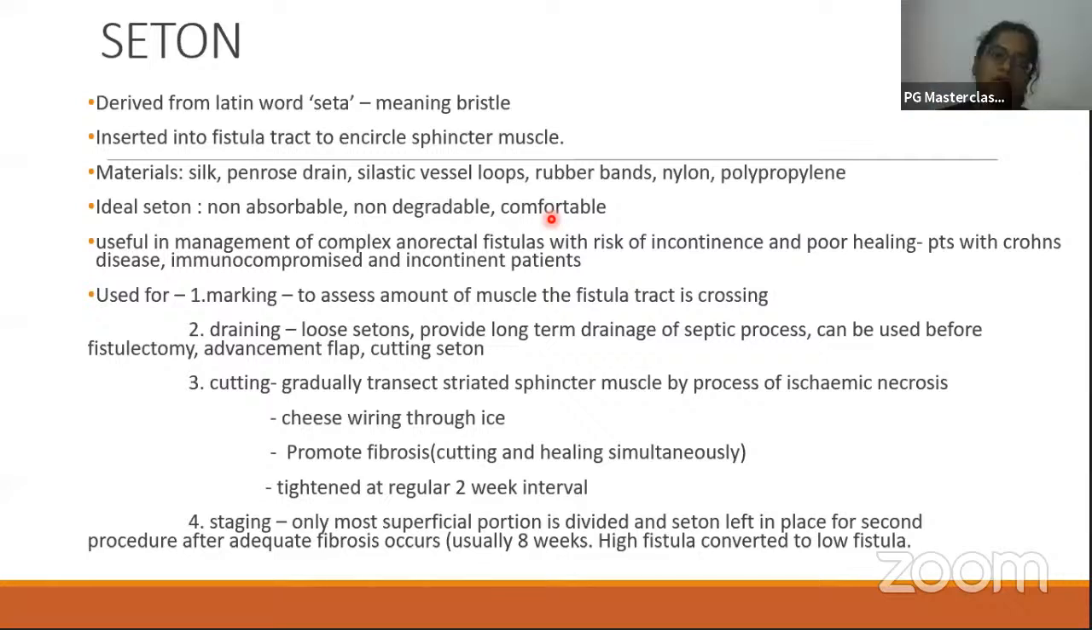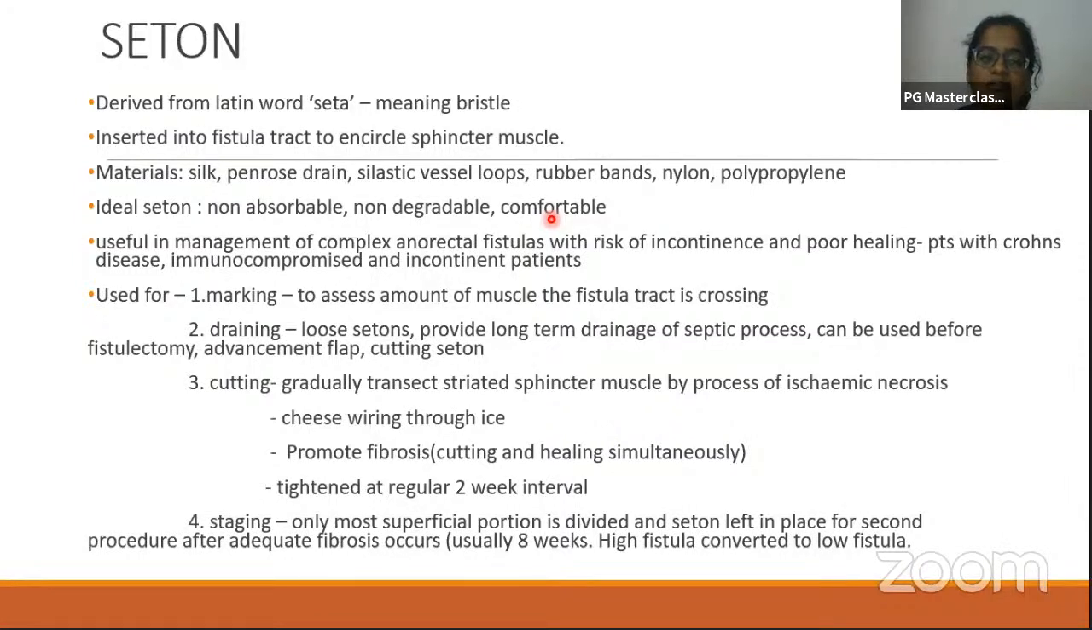Setons are useful in the management of complex fistulas with risk of incontinence and poor healing, such as in patients with Crohn's disease, in immunocompromised patients, and patients with incontinence. It can be used in four ways: a marking seton, draining seton, cutting seton, and staging seton. Marking seton is to assess the amount of muscle that the fistula tract is crossing. Sometimes when we cannot assess it by other methods, a seton is passed and we can judge the amount of muscle. Whether we can do fistulotomy or not can be judged.